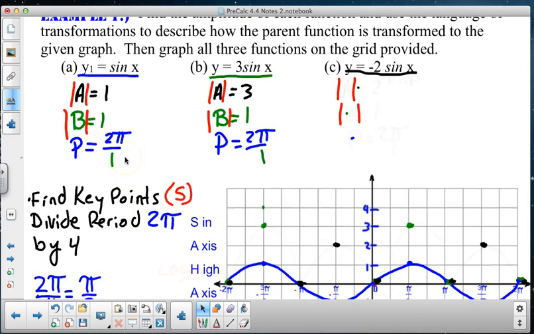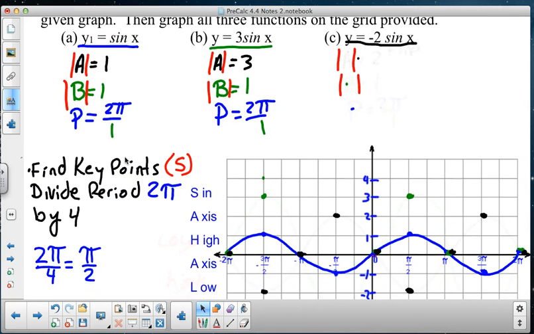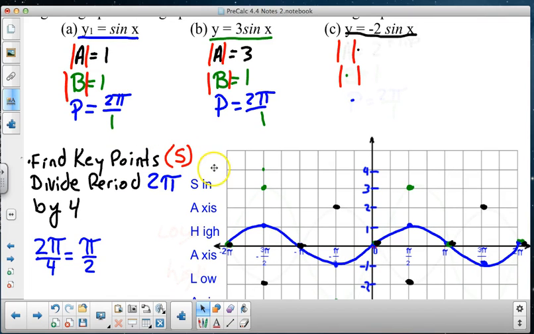Now, in this graph, as I'm going through, if I can get this set up so you can see my graph and where I'm going, I have an amplitude of 3. So here, I'm going to start normal at the axis, but in this next one, normally at pi over 2, I would be at 1. But what's 1 times 3? It's 3 high.